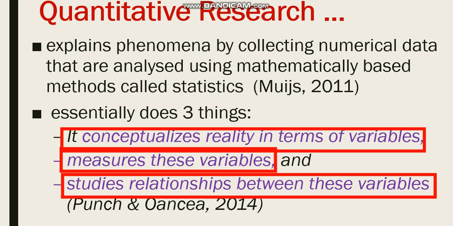Look at the boxes that I am showing you now. Three essential things are done in quantitative research: a conceptualization of reality in terms of variables, a measurement of these variables, and a connection between these variables is made and studied.